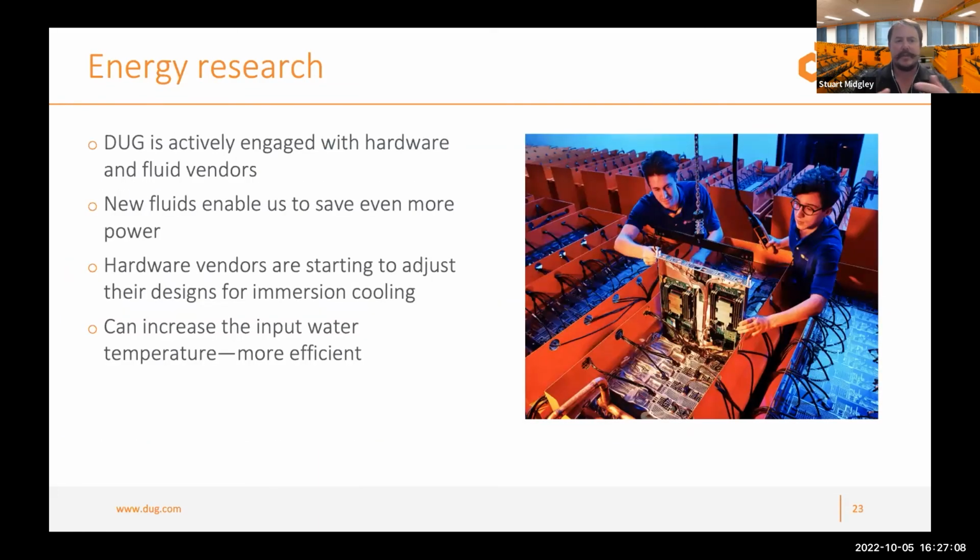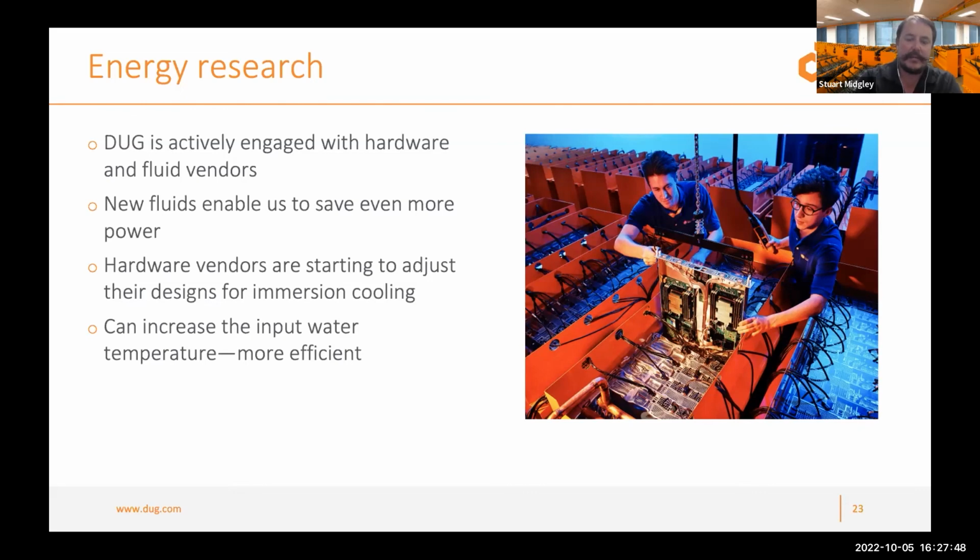So the other part of what we're doing is actually we're actively engaged in energy research. So we're working, again, targeting what we're going to do in Geraldton. We're targeting the vendors, making sure everyone's coming onto immersion cooling. We are targeting the fluid vendors. So recently we have got new fluids, which are performing significantly better. And we're now just going through the benchmarking process with those. We are seeing vendors right now starting to adjust their designs for immersion cooling. So this is a future we see coming more broadly than just what you want to do in Geraldton.